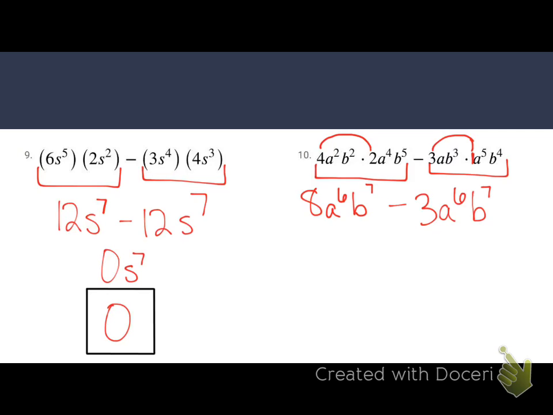When we combine these, what do we get? Negative 24. Disagree. What operation are we doing now? Subtraction. Now we actually have to subtract because these are like terms. So it's 5a to the 6, b to the 7. Good. We just take 8 minus 3. That gives us the 5. The variables keep their same exponents. Questions about 9 or 10?